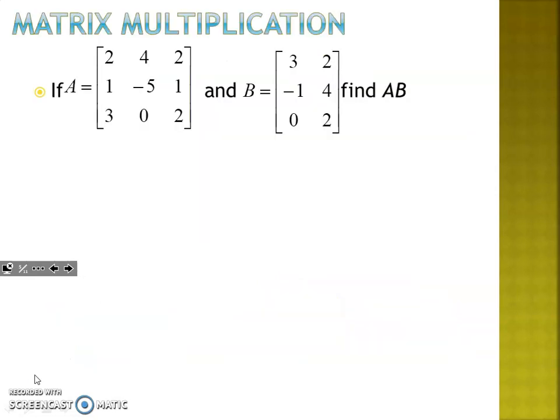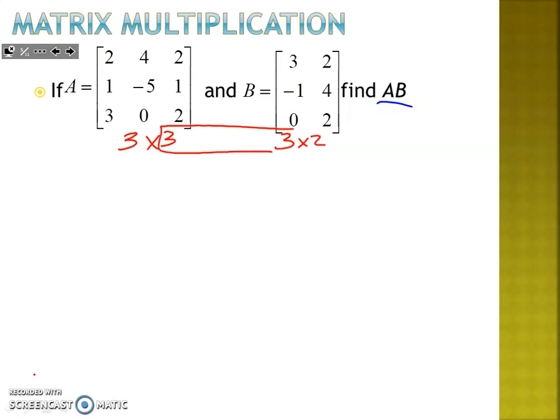Okay, so starting out, I have matrix A and matrix B there. Okay, and I'm going to take matrix A times matrix B. So first off, can I do this? Well, this is a 3 by 3 matrix, and this one here is a 3 by 2. So can I multiply these? Yes. What's my product going to be? My product will be a 3 by 2 matrix. Okay, it's going to be a 3 by 2 matrix.